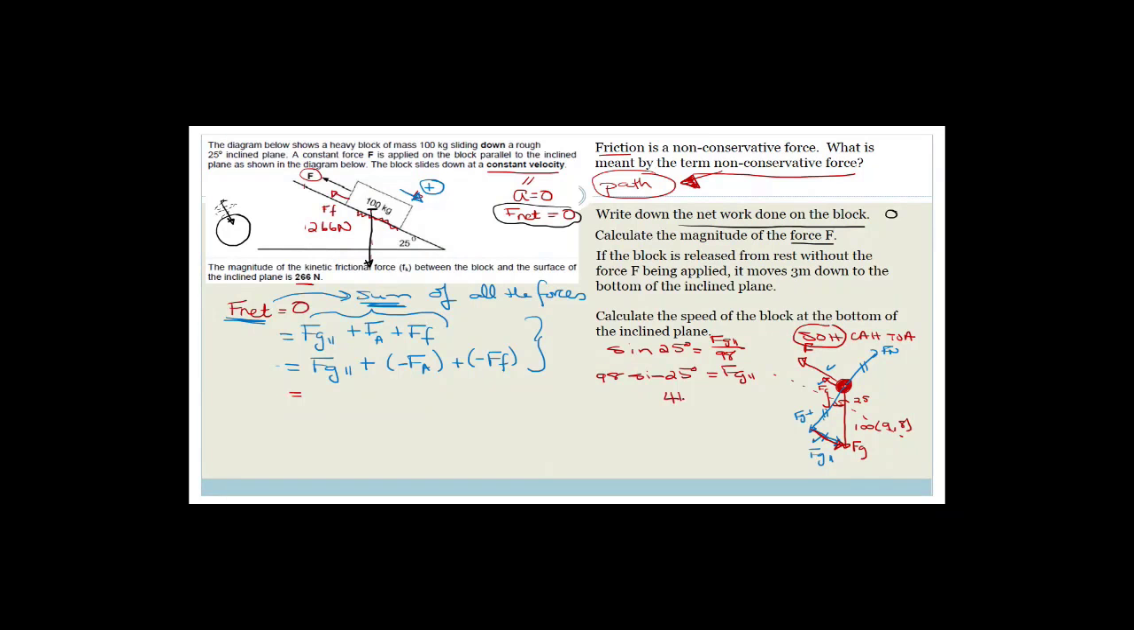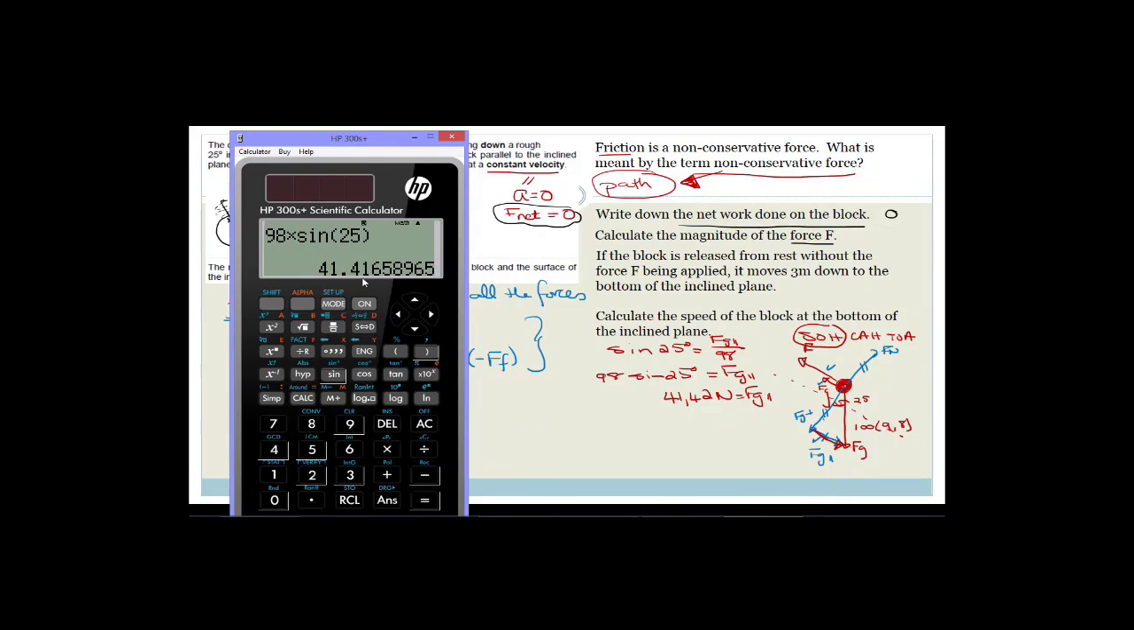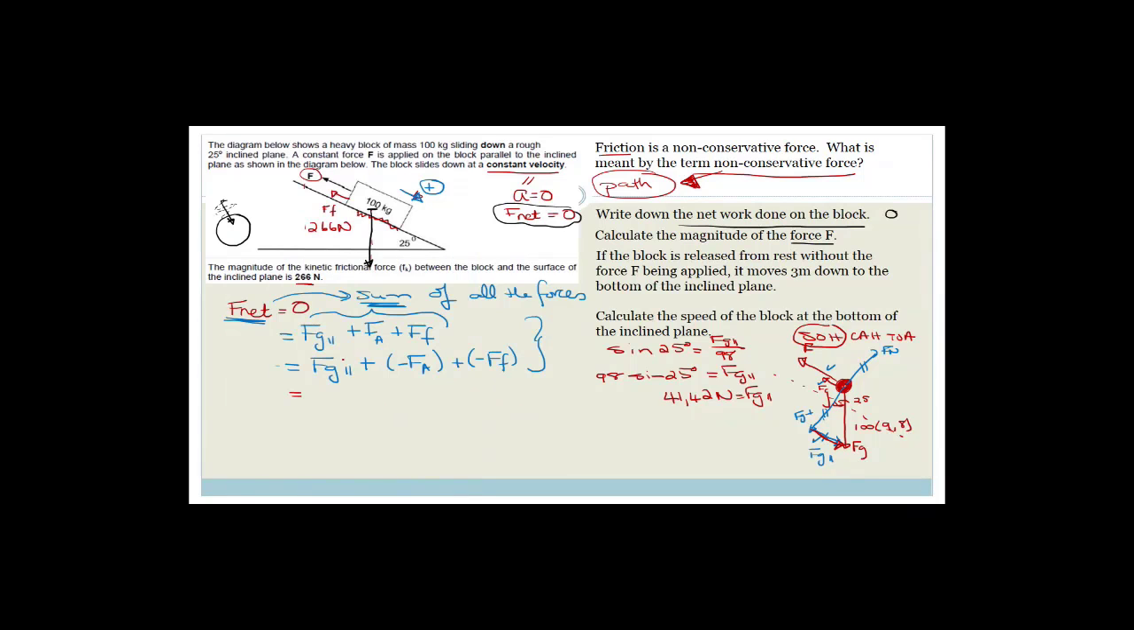So that's 41.42 newtons is FG parallel. And let's just go back there. I'm just going to show you something. Notice that you always round off to the second decimal place. So that means you look at the third one. You don't look up down here. We just look at the third one, and that is a 6, which is 5 or bigger. Therefore, because it's 5 and bigger, we round that up to 2. So it becomes 41.42.